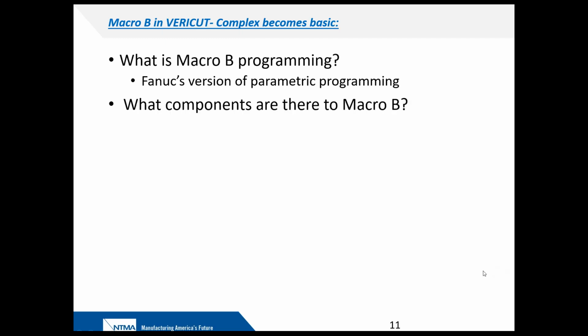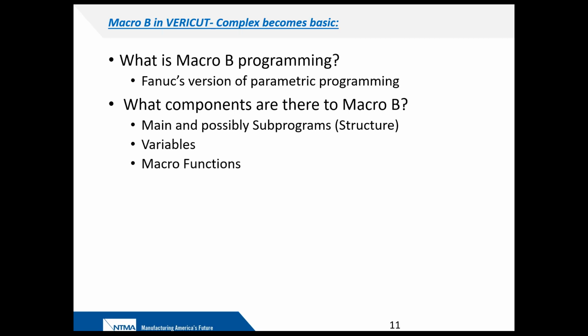So what are the components of MacroB before we jump in? And this is just brushing the surface, but I thought it would be important so that we're all on the same page here. We've got main and possibly subprograms. It all depends on the structure of the program that you're running. Variables, macro functions, branching and loops, and of course, that's it. It's that simple. But if you've ever done MacroB programming, you know that all of those components can add up to be somewhat frustrating.